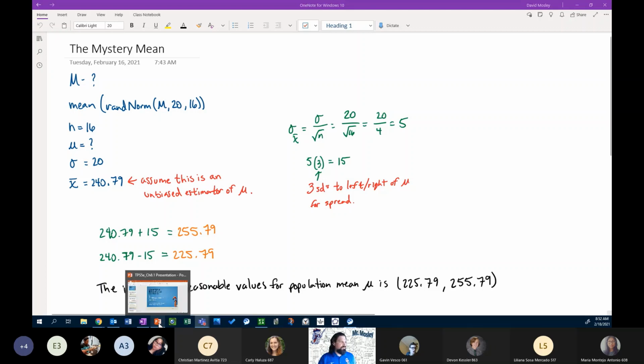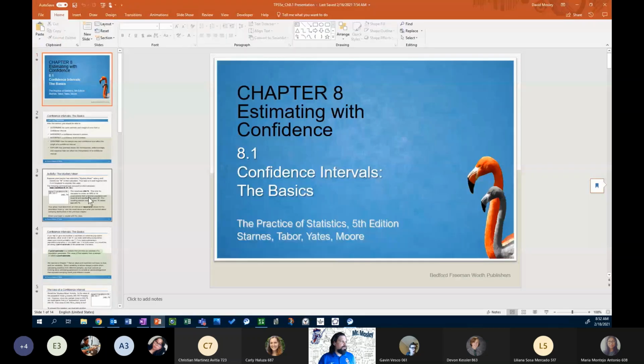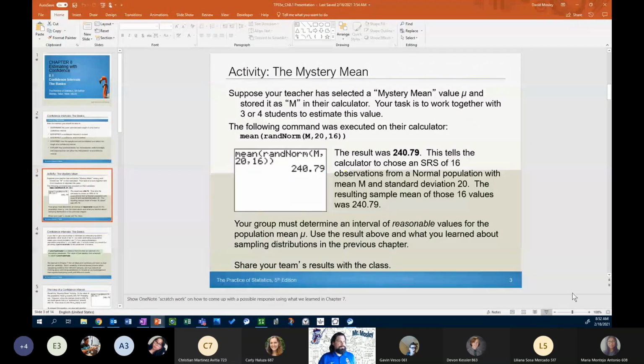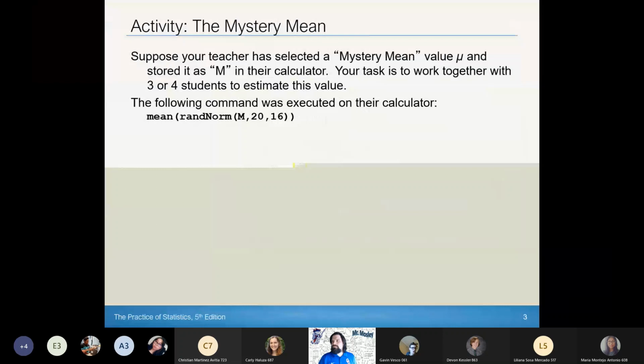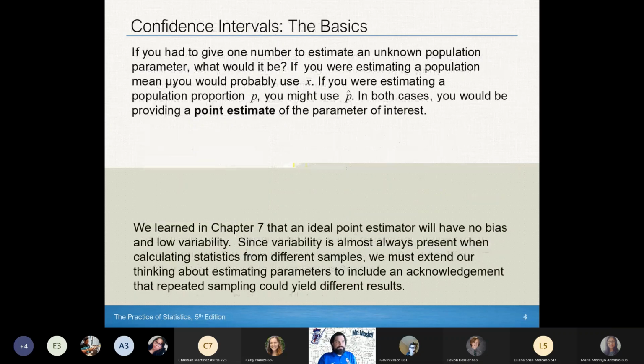Then we're going to jump back to our presentation here. All right. And move a little farther forward. There we go. All right.